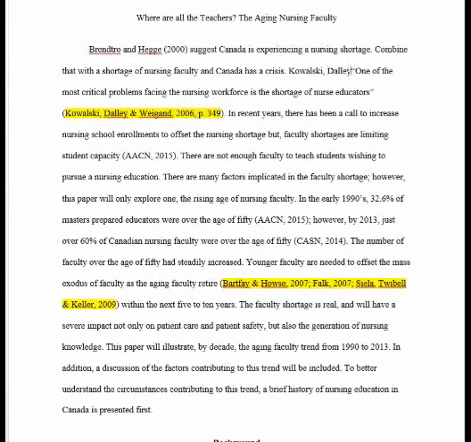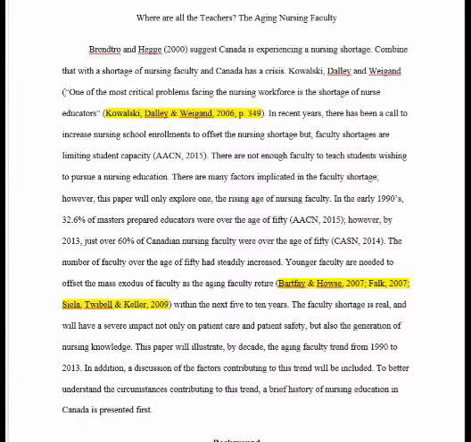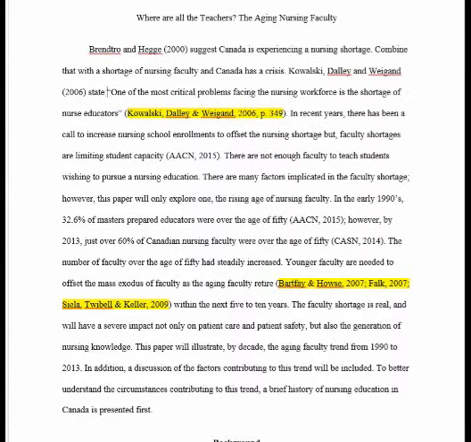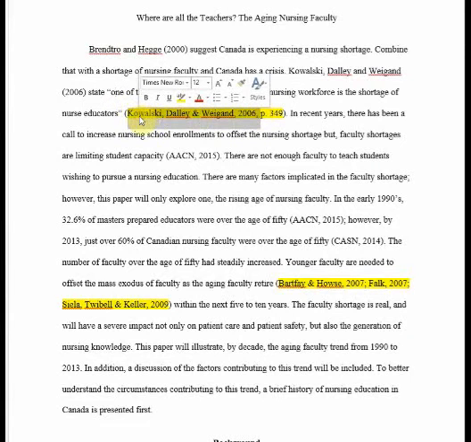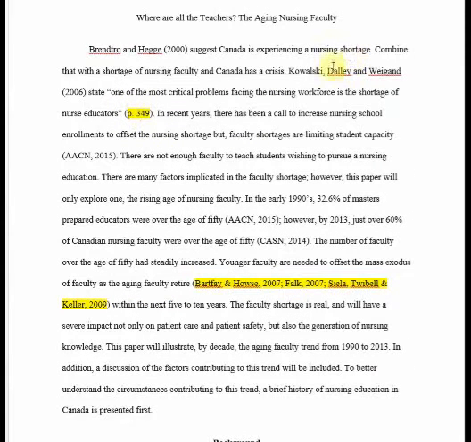Apologize if I've taken too long. And again, put the year in parentheses. And notice how I spelt out "and" instead of using the ampersand. And there we go. And I'm just going to get rid of this capital because it's no longer needed. And I'll get rid of this because I already have it in my sentence. So I've put them in front. So Kowalski, Daly, and Weingand, year they're published in, state one of the most critical problems facing is the shortage of nurse educators, and the page you found it. And that's exactly how you do it.